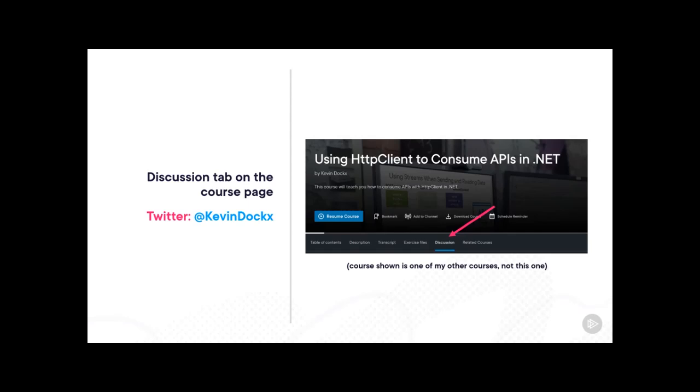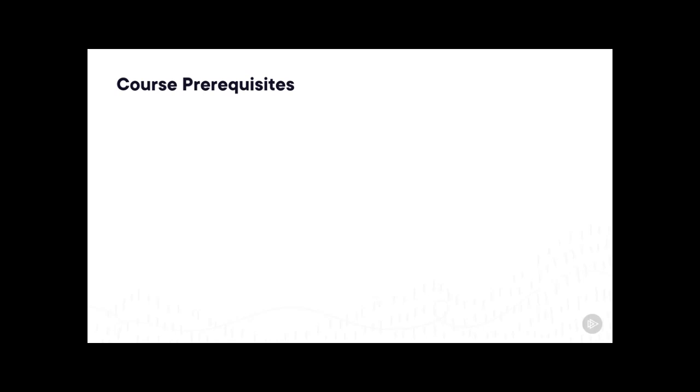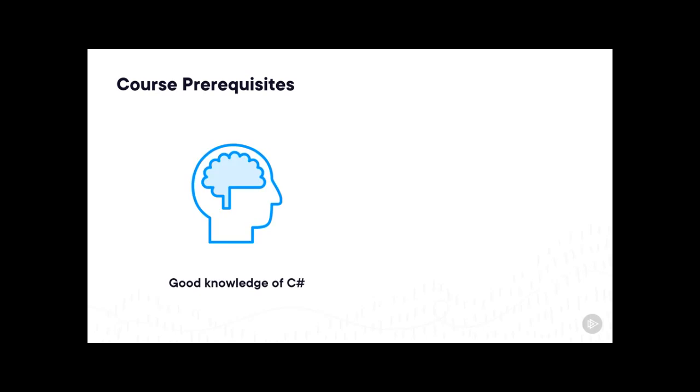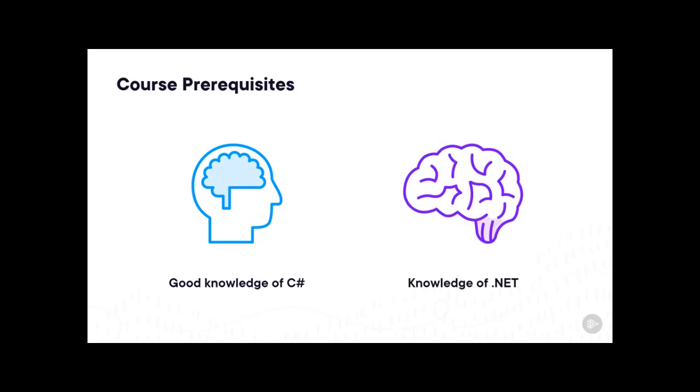Let's have a look at the course prerequisites. There aren't many prerequisites for this course. You don't need to know anything about integrating with an API. That is fully covered. Good knowledge of C#, however, is required. It'll also help if you've built a .NET application before, because some common concepts like its built-in dependency injection system will be used. That being said, it is not a hard set requirement per se.